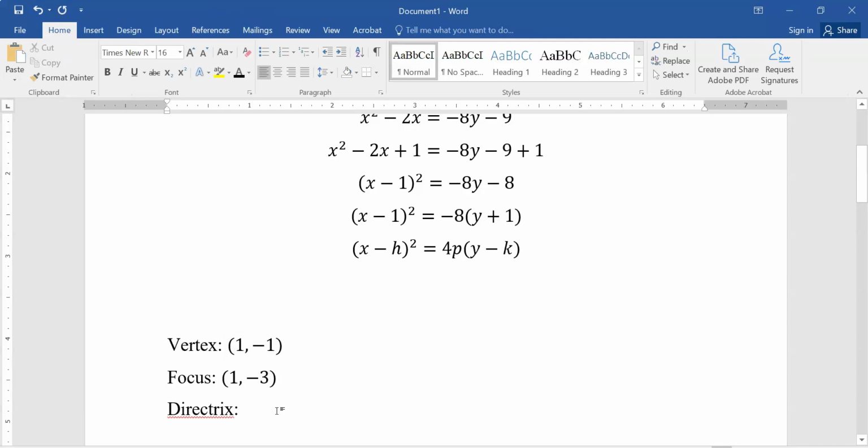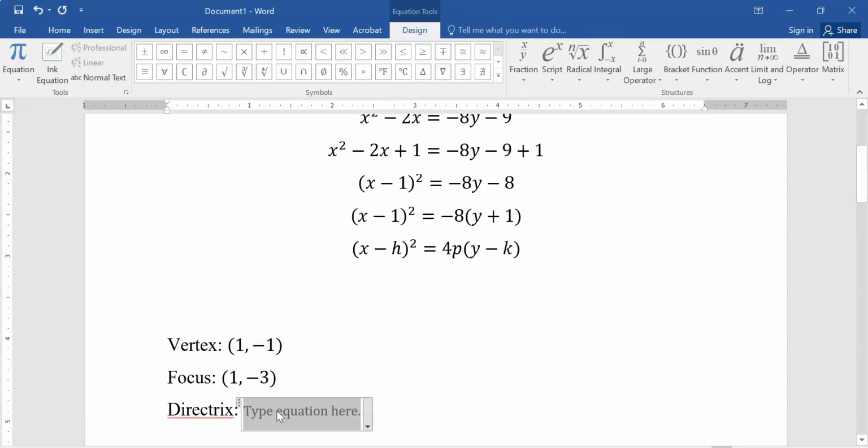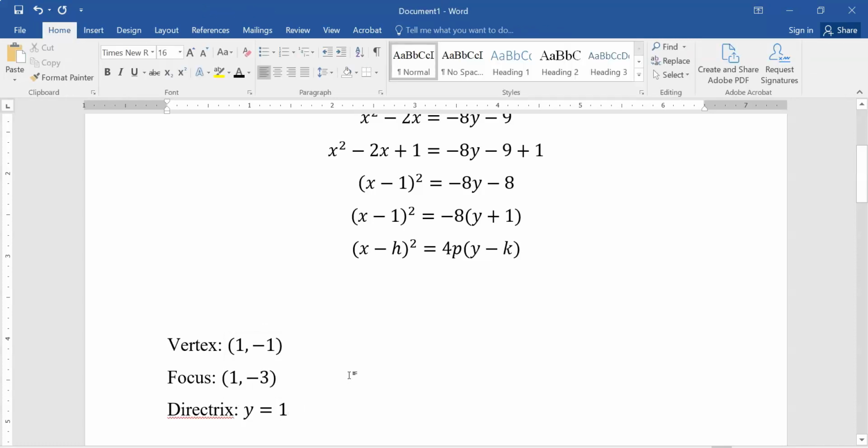And the directrix is going to be a horizontal line, so it's going to be y equals. Again, that's because we're pointing down. You're going to get y equals 1. You're going to add 2 to the y value here. All right, so there you go. Here's the equation in standard form: vertex, focus, directrix.